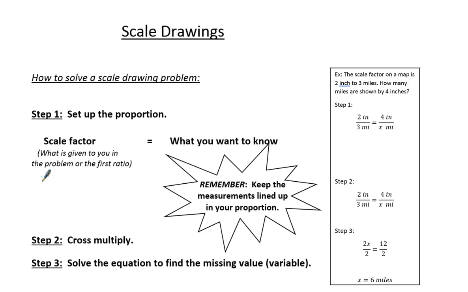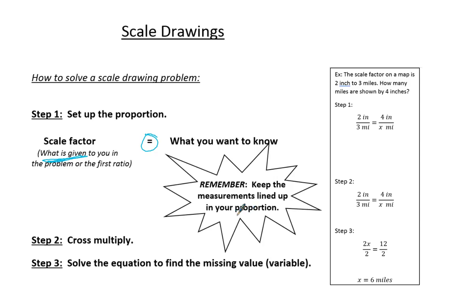You want to set up on the left side the scale factor. That's what is given to you, and we kept saying that that's what we were looking for first. We always put that on the left side. We always need our equal sign. And then on this side, we have to put what we want to know. So that's where we need to decide, okay, where do I need to put my variable for this? Is it going to go on the top or is it going to go on the bottom? And remember that you need to keep your measurements lined up in your proportions.